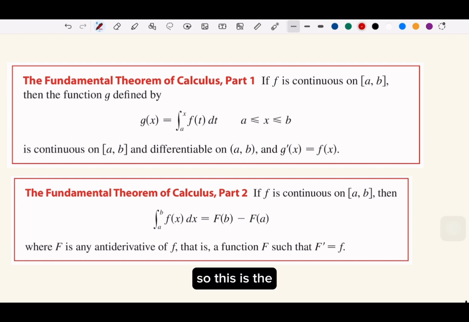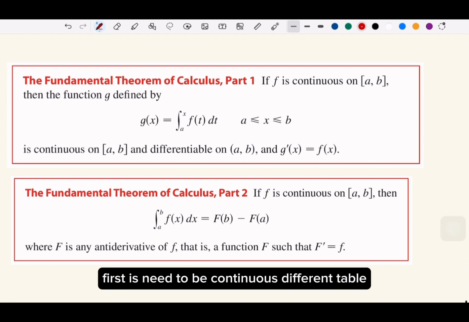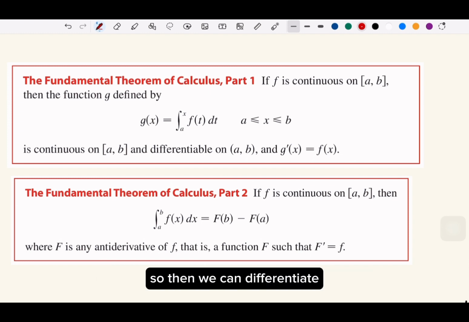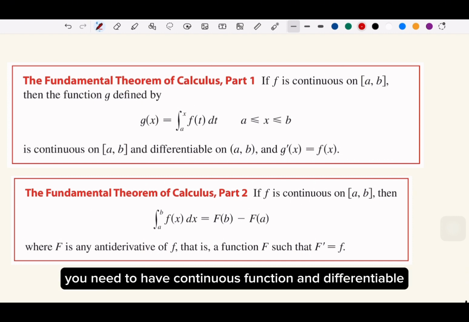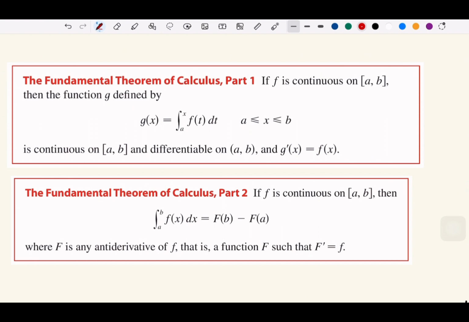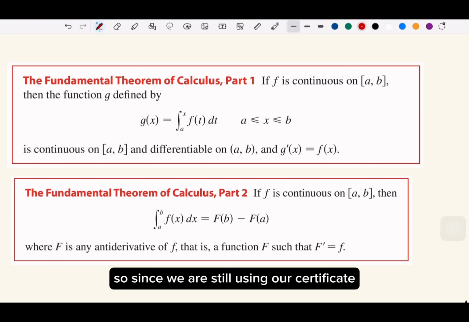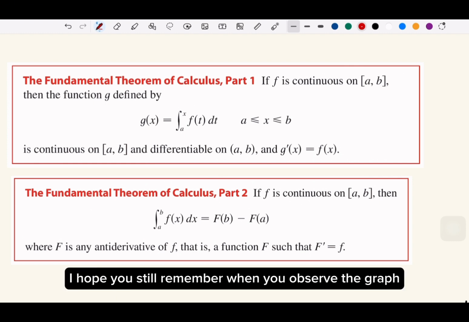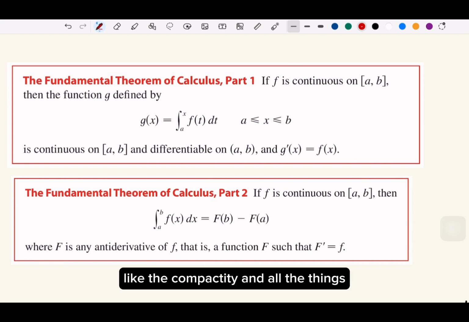Okay, so this is the first part. Of course, all the statements need f to be continuous and differentiable so that we can differentiate. Since we are still using our derivative, I hope you still remember when you observe the graph, like the concavity and all the things. You still need to use that, but the function may have this integral.